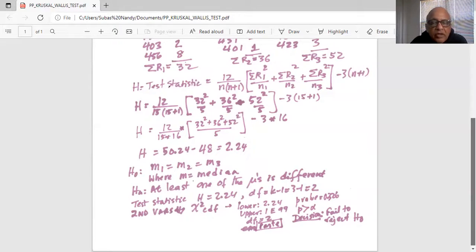Notice this p-value is greater than alpha equal to 0.05. Therefore, the decision is fail to reject H0, and the conclusion is at alpha equal to 0.05, there is not enough evidence to support HA.